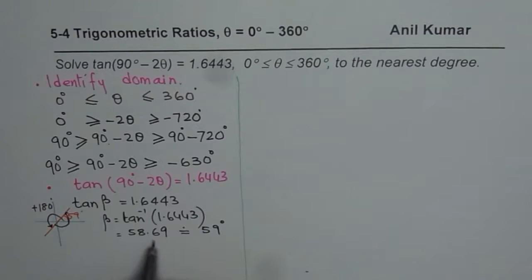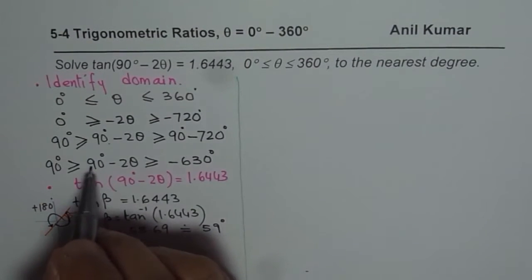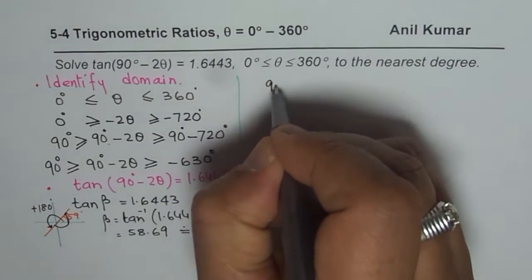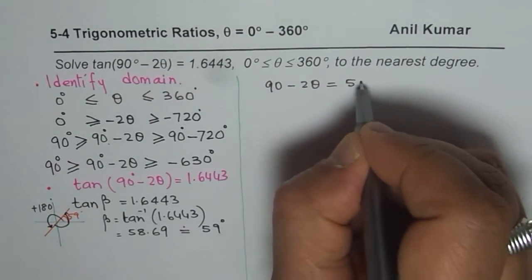So what we have here is that the first angle for us is 90 minus 2 theta equals 59 degrees.